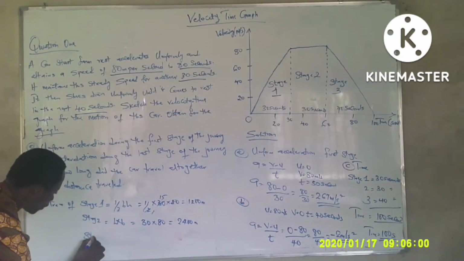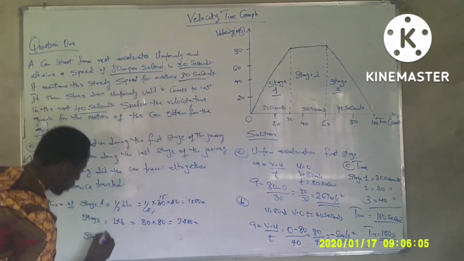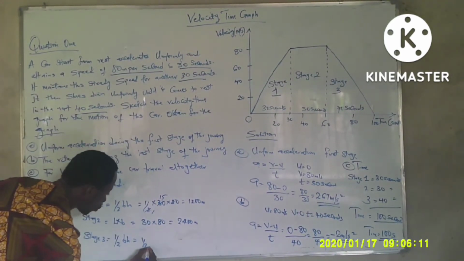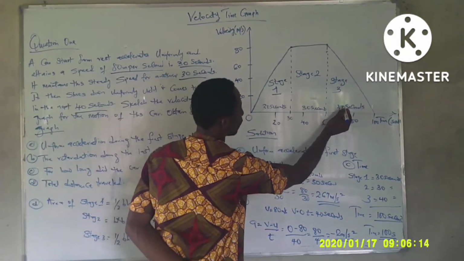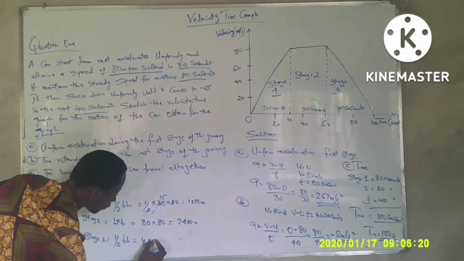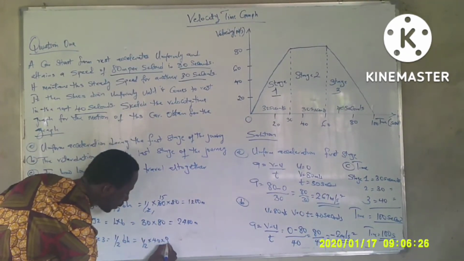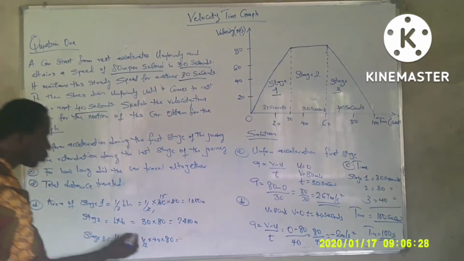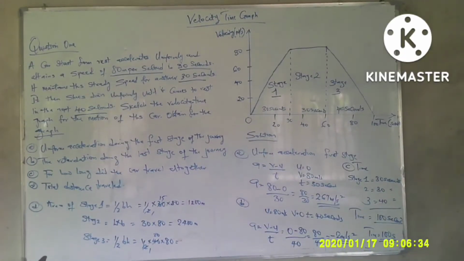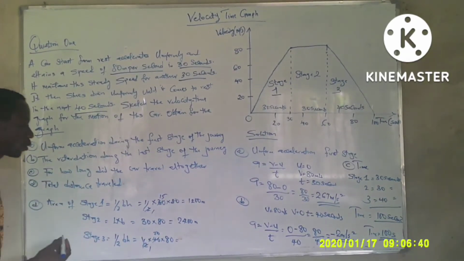Then stage 3. Stage 3 is also a triangle, from what you can see. Using the same formula, half base times height, which is 1/2 times the base. The base is 40 seconds, as you can see from here. So times 40. Then the height is 80 meters per second. So 2 into 40 gives 20, and 80 times 20 is 1,600.